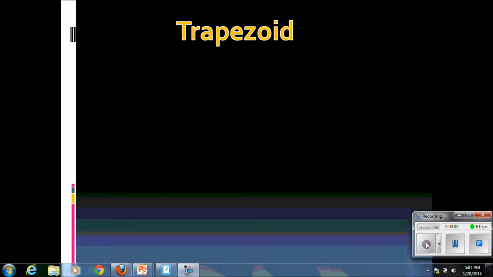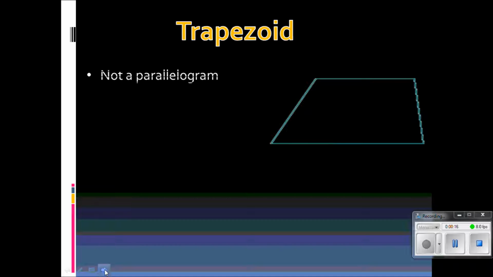Today we're going to start lesson 6.6 and we are going to look at three more special quadrilaterals. The first one that we are going to look at is a trapezoid, and there are only a few things to know about a trapezoid. This is a perfect example of a trapezoid.